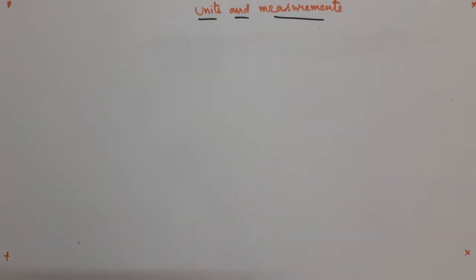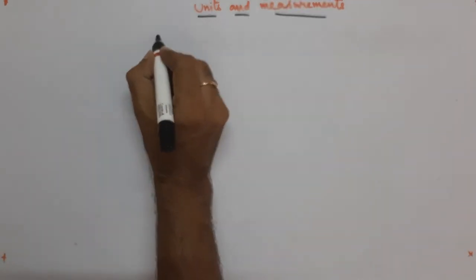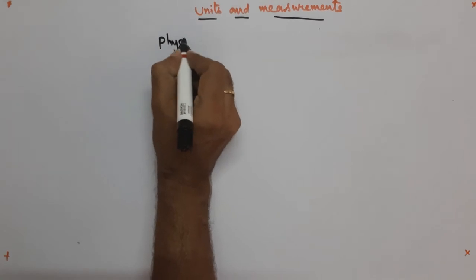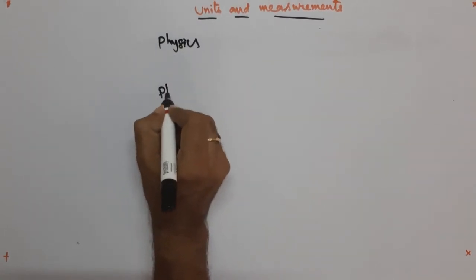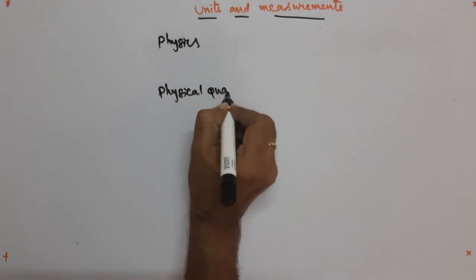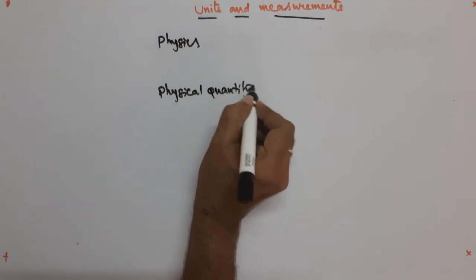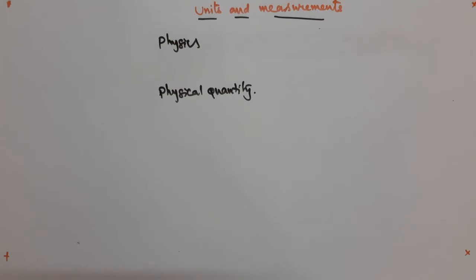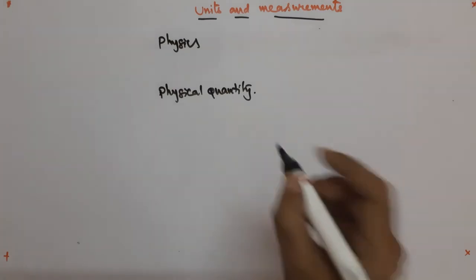Units and measurements. We will start with what is physics and what is a physical quantity. What is physics? Physics is nothing but the study of laws of the nature from the observed events.